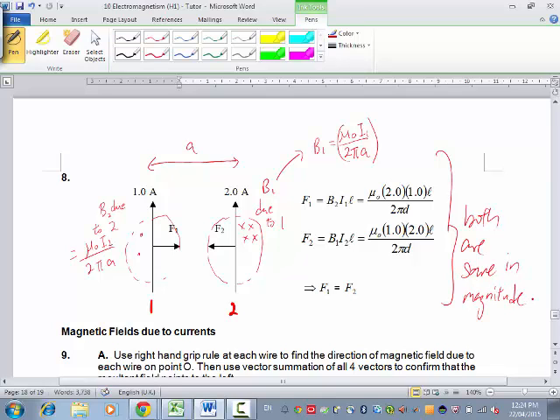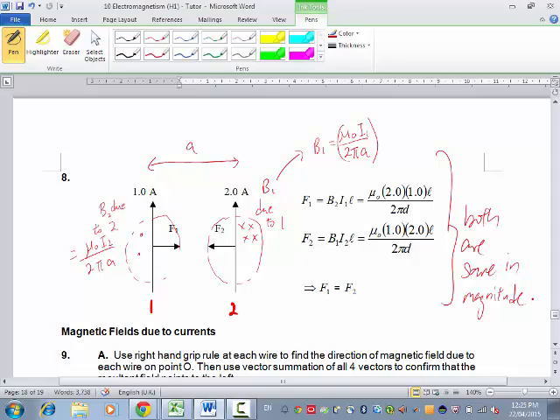Okay, if you want to find the field due to one of the wires, you have to find the field due to this wire. But for the force, BIL, the B must be the B due to other people's field. I repeat again, when you use BIL, the B must be other people's B. Like if you want to find a force on wire 2, you use the current in wire 2, but the magnetic field due to wire 1.